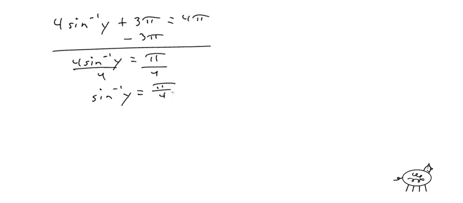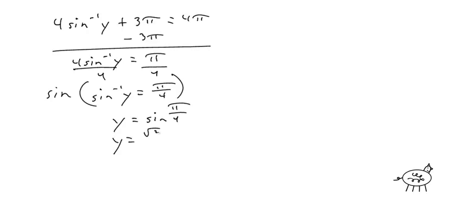Well, how do you get rid of the inverse sine? Just like I did before, I took the inverse sine when I had a sine there, but now I'm actually going to take the sine of both sides, because if I take the sine of the inverse sine, I just get y. So you get y equals sine of pi over 4, because I'm taking the sine of both sides. And what is the sine of pi over 4? y is equal to root 2 over 2. Pretty sweet. All right.